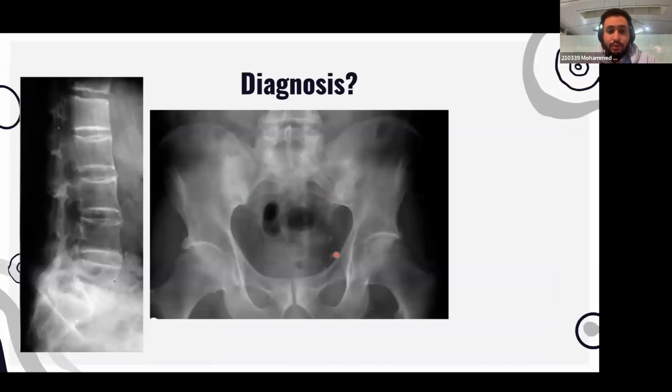Now moving on, very important, this one. Can someone tell me what this disease is? Bamboo spine, ankylosing spondylitis. Perfect. The key feature of it is bamboo spine. If you see an x-ray of the spine like this, it's ankylosing spondylitis. It's very important that you remember ankylosing spondylitis. The other sign is this. Can someone tell me what this sign is?